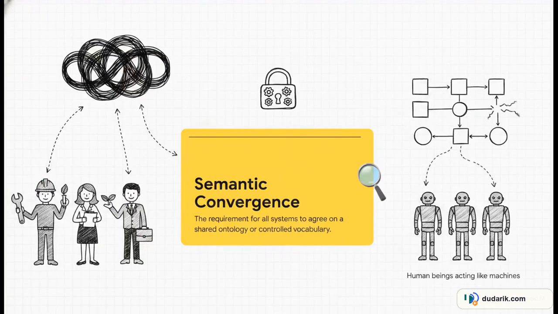This right here is the fatal flaw of so many formal systems: semantic convergence. By definition, this is the requirement that all participating systems, disciplines, or organizations have to agree on a shared ontology or a strictly controlled vocabulary, basically demanding that an engineer, a biologist, and a project manager all use the exact same words to describe their data. I mean, good luck with that, right? It's an incredibly heavy coordination problem that scales horribly. It essentially forces humans to act like perfectly synchronized machines, and it's exactly why so many enterprise knowledge graphs end up failing in the real world.